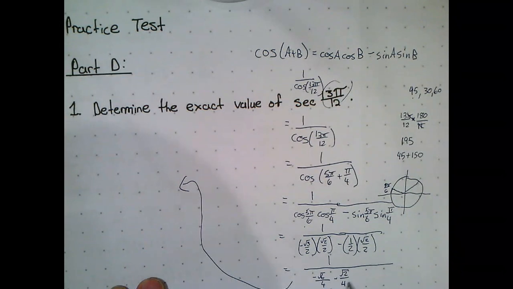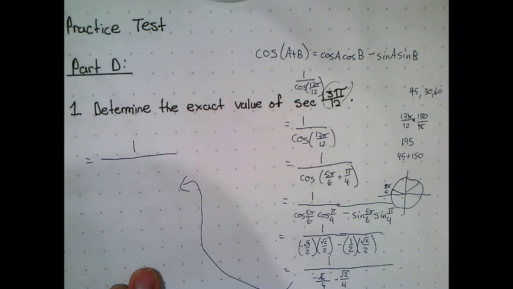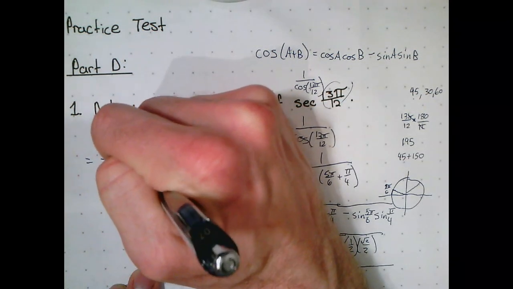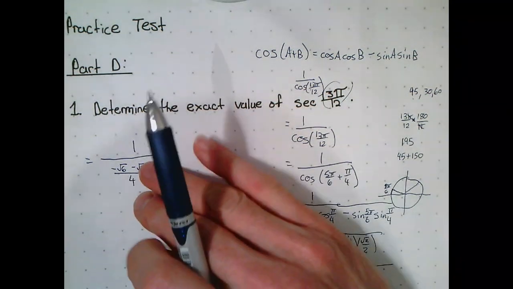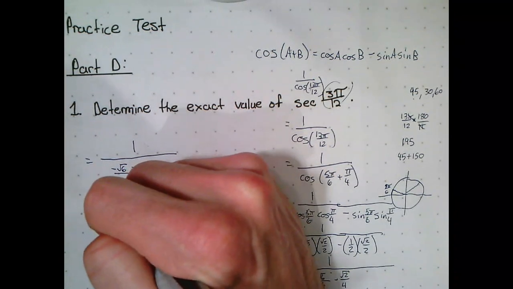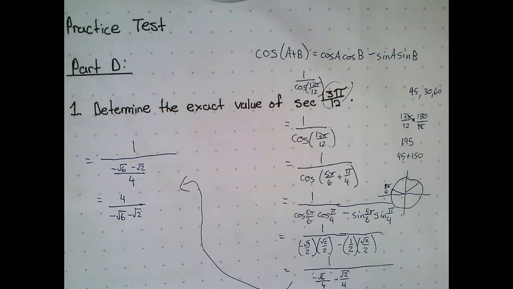So I'm going to put these together as one fraction because that's when I'm allowed to flip it over. So this becomes 1 over negative root 6 minus root 2 over 4. And because it's 1 divided by this, I can flip over the bottom fraction to get 4 over negative root 6 minus root 2. Usually we want to try and rationalize our denominators if we can.